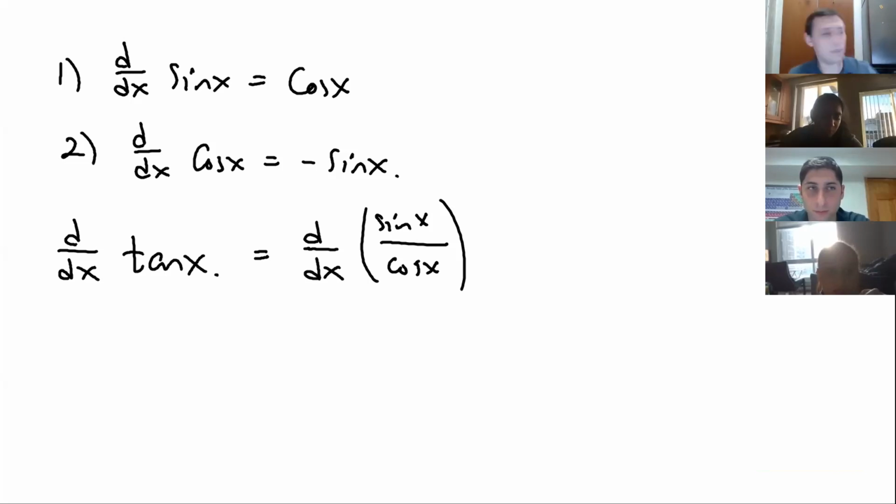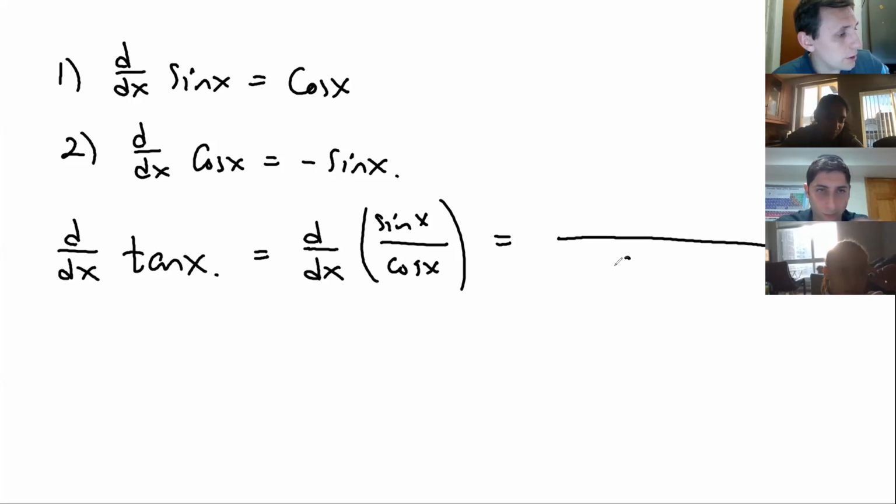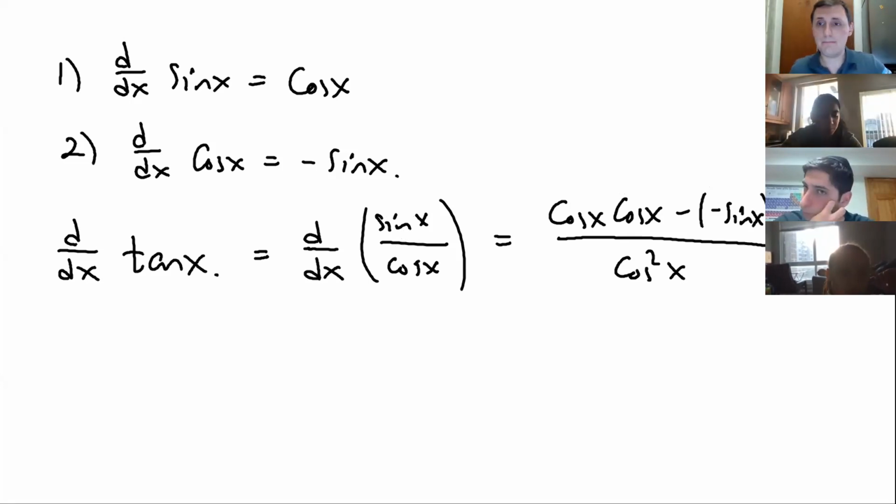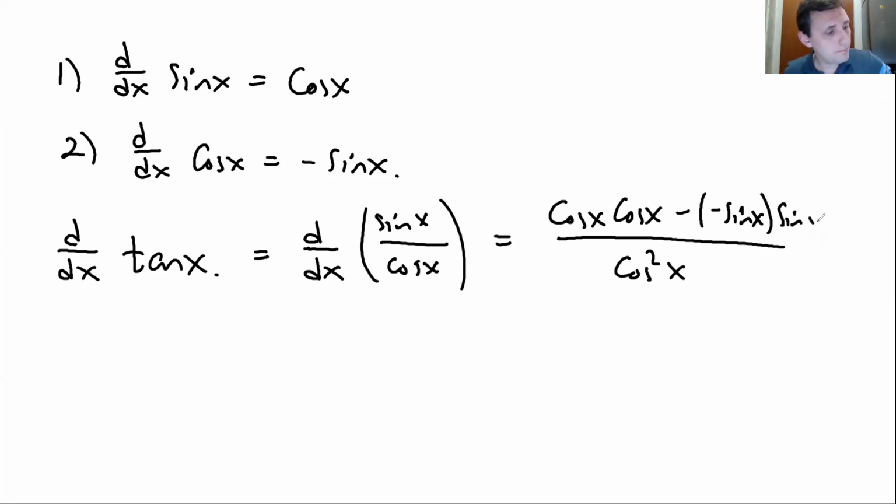All right, time's up. Let's do it together. So we use quotient rule. Remember how quotient rule is applied. Square the denominator, copy the denominator, multiply by the derivative of numerator, which is also cosine, minus, now take the derivative of the denominator, which is minus sine x, multiplied by sine x.